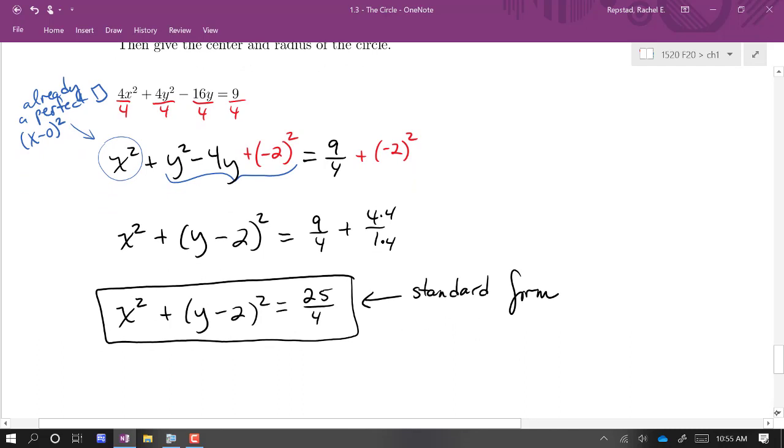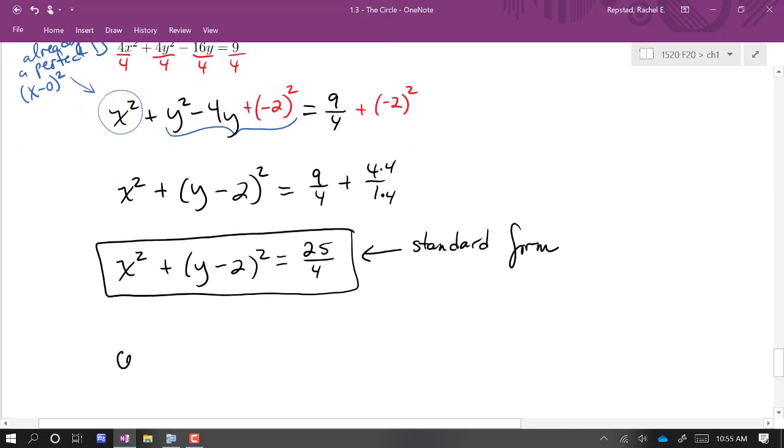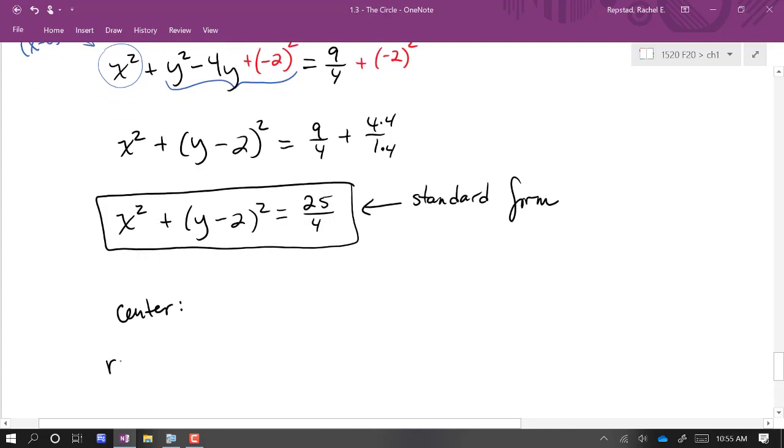Next we're going to find the radius and the center. The center is the point 0, -2. And, oh, sorry, that's a mistake. 0, +2, because I have to switch the signs. And the radius is the square root of 25 over 4. Now, we're allowed to split up radicals over division, so that's square root of 25 is 5, square root of 4 is 2, so the radius is 5/2.